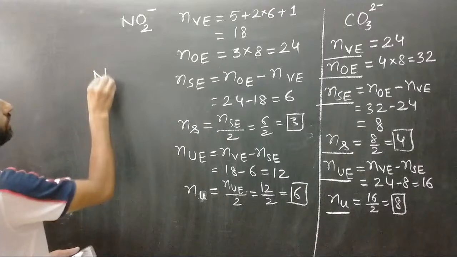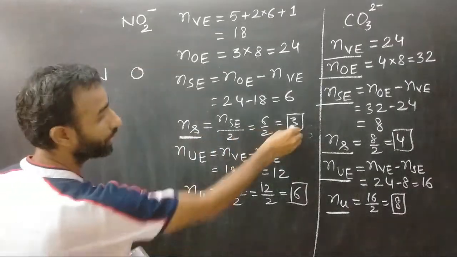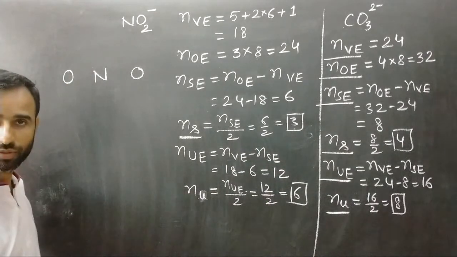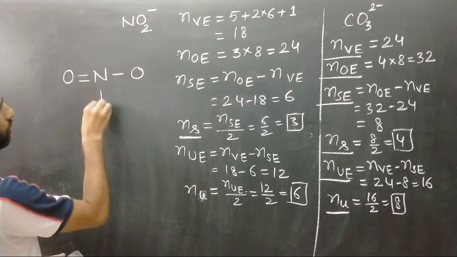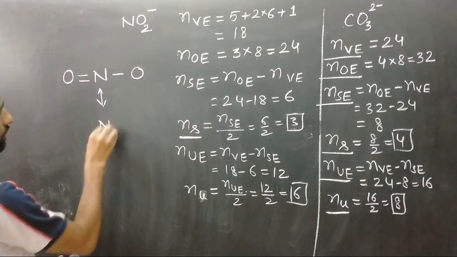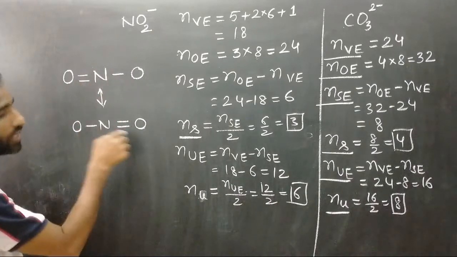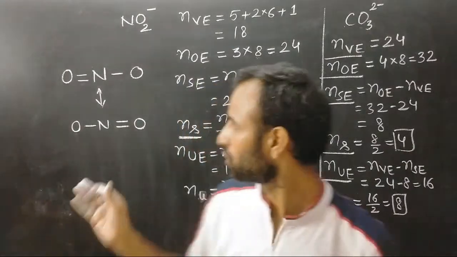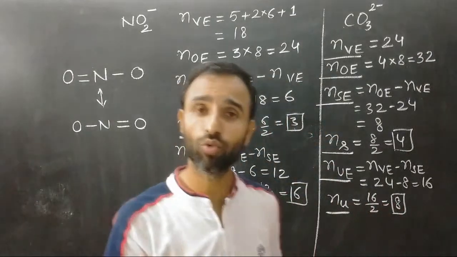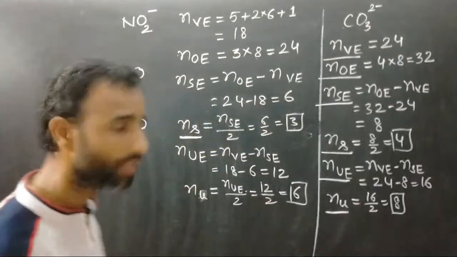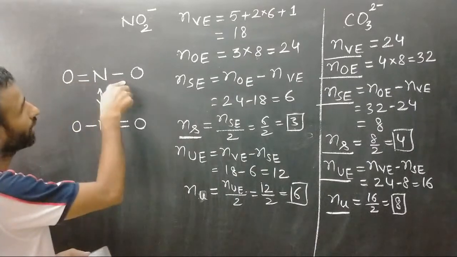Now nitrogen is central, so there are oxygens. Shared pairs are 3. So how to distribute? 2 1, or 1 2. You can write 2 1 or 1 2. Total shared pairs are 3, so you can distribute like this only. Because if there are 4, you can write 2 2 or 3 1 or 1 3. But if there are 3 only, there is only one option, that is 2 1 or 1 2.